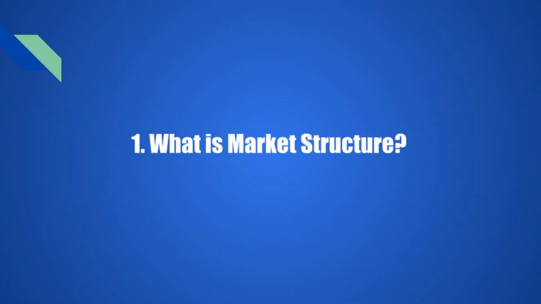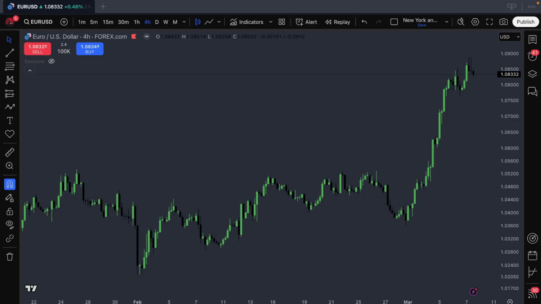What is market structure? Market structure is simply how price moves on a chart, and that's the foundation of price action trading. It tells us whether the buyers or the sellers are in control. So instead of using an indicator, smart traders use market structure to identify trends, reversals, and high probability trade setups. I'm going to show you how a trend is formed, and even if I ask you to show me an uptrend or a downtrend, I'm pretty sure you'll be able to show me, right?